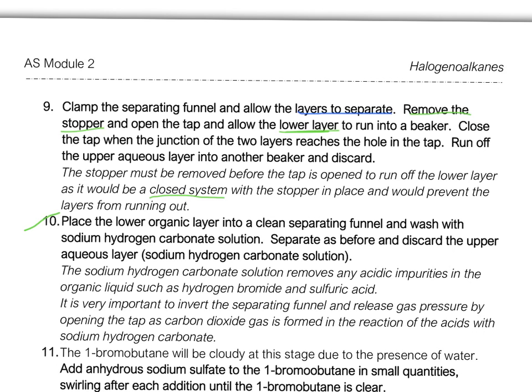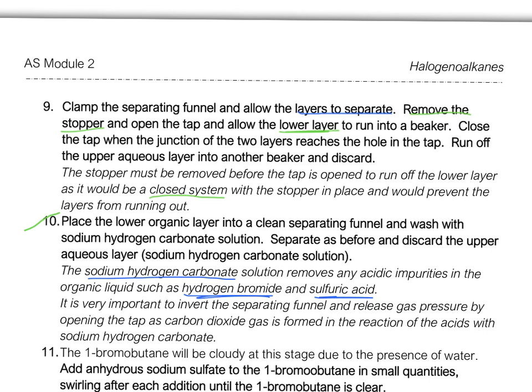Okay, so the next thing we need to do is to remove the acidic impurities. If you think about the acidic impurities, they were hydrogen bromide and sulfuric acid. Both of those are acids. So think about what you might want to use to get rid of those acidic impurities, and that is by adding an alkali. What we use is sodium hydrogen carbonate solution, which is an alkali, obviously, and will neutralise our acidic impurities.